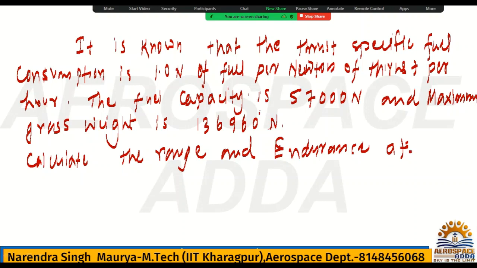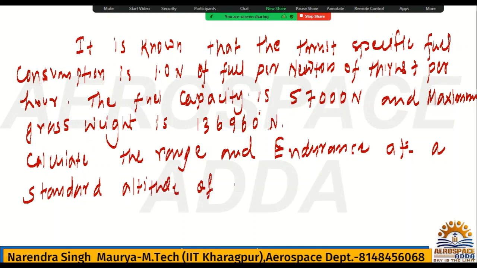Endurance at a standard altitude of 8 kilometer. Okay. At 8 kilometer, this is the problem. Yes or no? This is the problem. So you read it first, one more time you read, check what question they are asking. That is the important point. Yes or no?